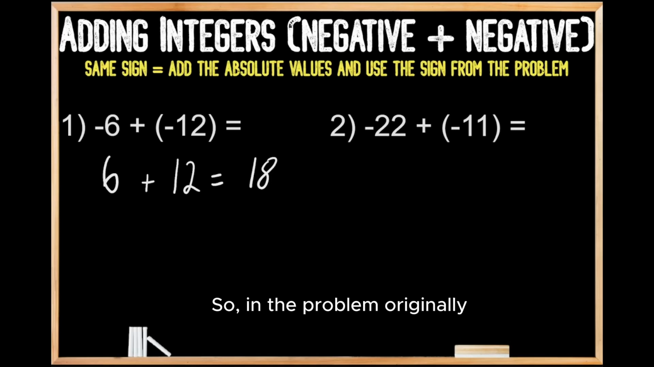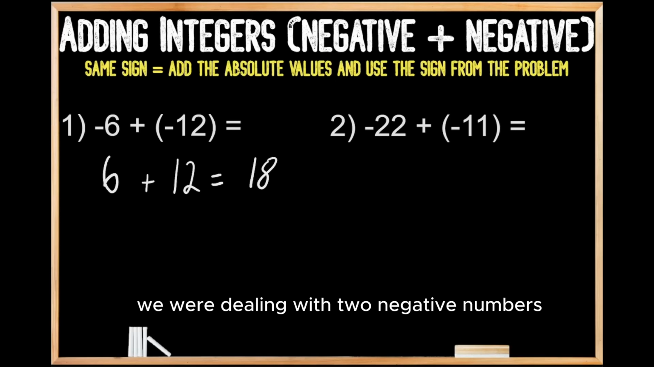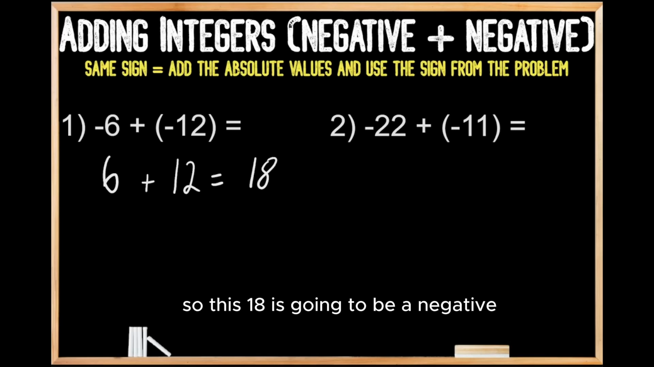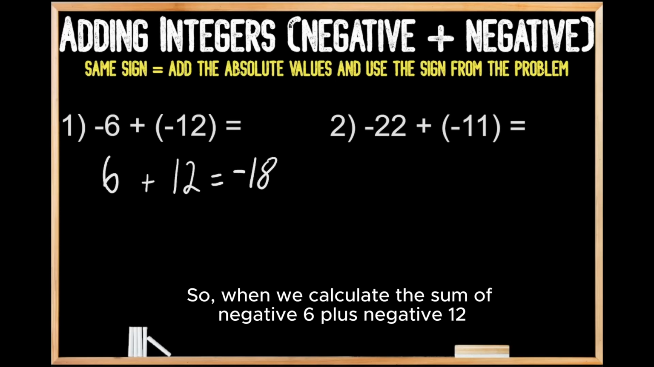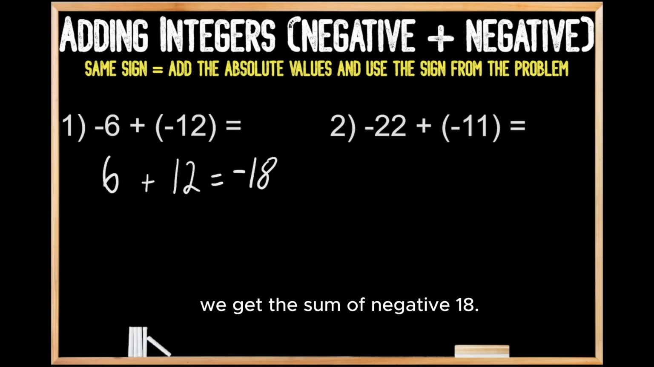So in the problem originally, we were dealing with two negative numbers. So this 18 is going to be a negative, so it's going to be negative 18. So when we calculate the sum of negative 6 plus negative 12, we get the sum of negative 18.